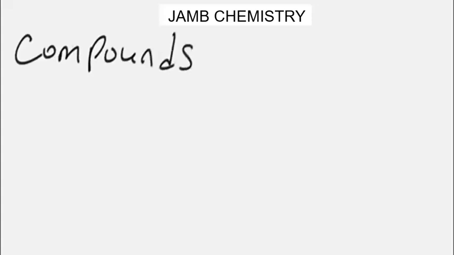Now basically what is a compound? A compound in chemistry is simply a chemical combination of two or more elements. So two or more elements combine chemically to give a compound. Or you can see that atoms join together to make compounds.